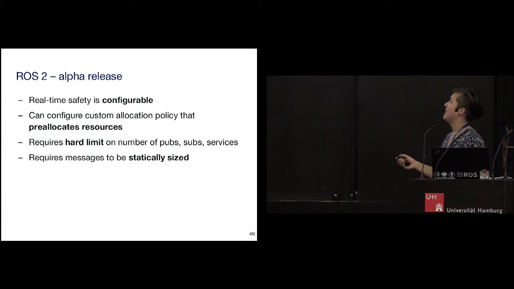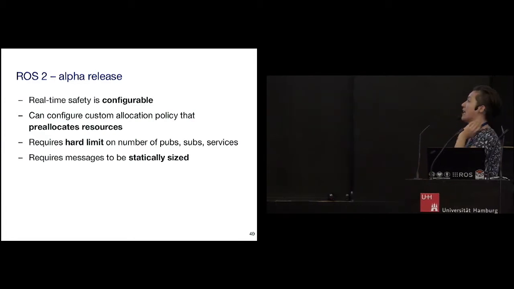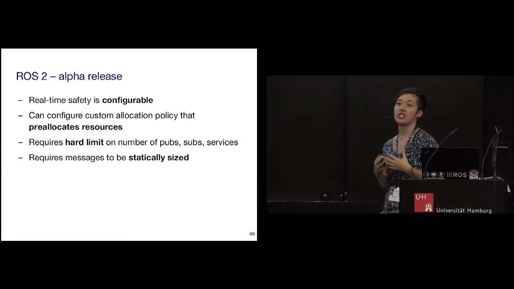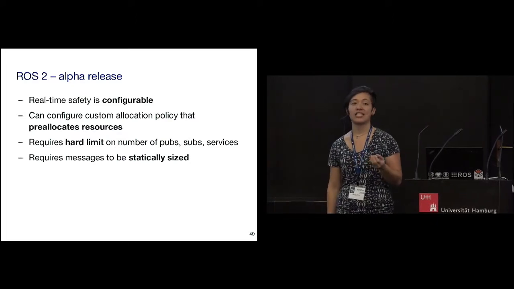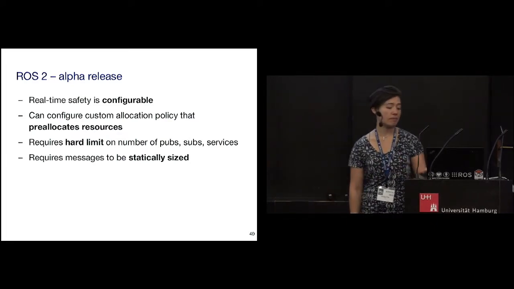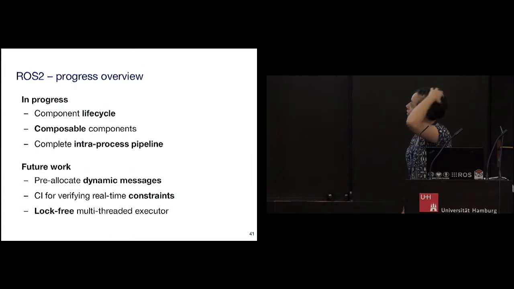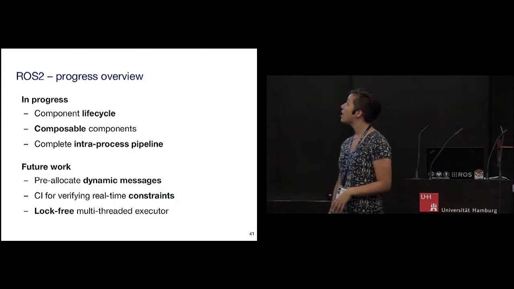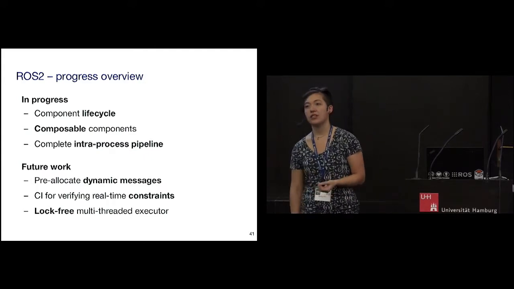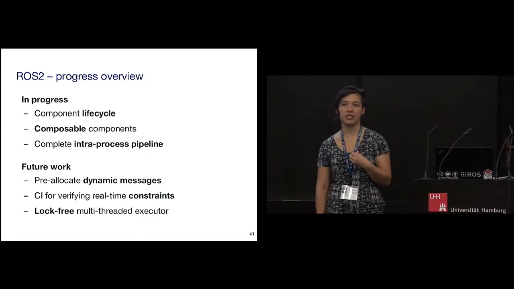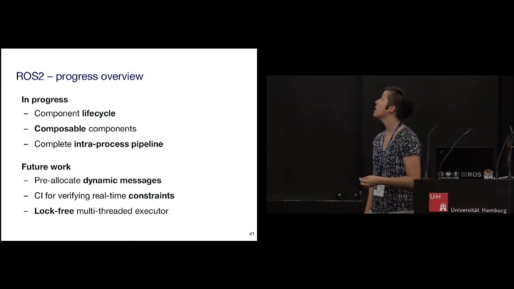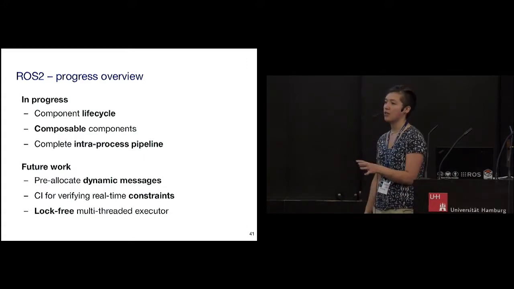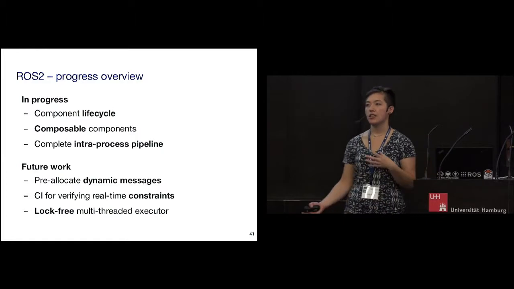There's also a current limitation where the messages have to have a static size, so we can't use things like strings. But Adolfo actually has some really interesting ways of getting around that. So, what's coming up for us? We talked a lot about component lifecycle, and that's kind of the biggest next thing we're going to tackle, as well as, and kind of goes hand in hand in that, is the node composability.